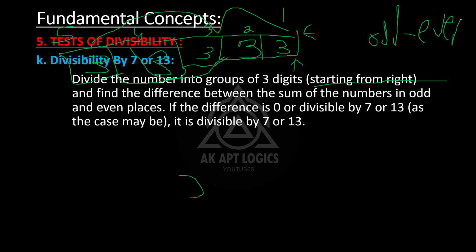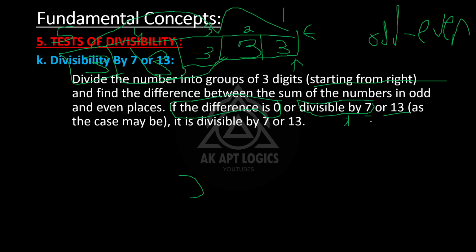If the result is 0, then the given number is divisible by 7 or 13. If the result is a multiple of 7, then the given number is divisible by 7.